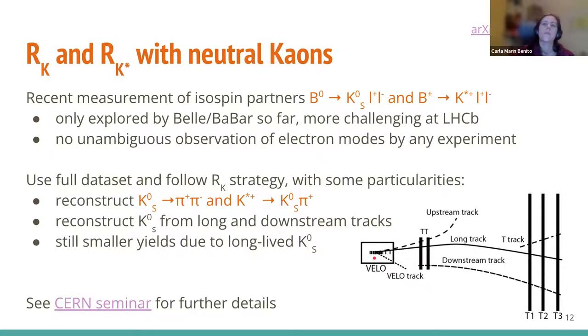So if these kaons decay outside the vertex detector, we are only able to reconstruct the tracks in the downstream tracking stations. This is what we call a downstream track. But we are still able to use this for the physics measurement. It has a bit lower resolution, but is still good enough for our measurements. So we use both types of tracks. Still, as you will see, the yields are smaller, because we are not able to reconstruct all the K shorts. For more experimental details, I point you to the CERN seminar where this was explained in much detail.